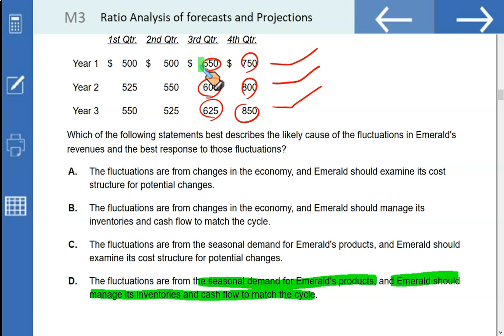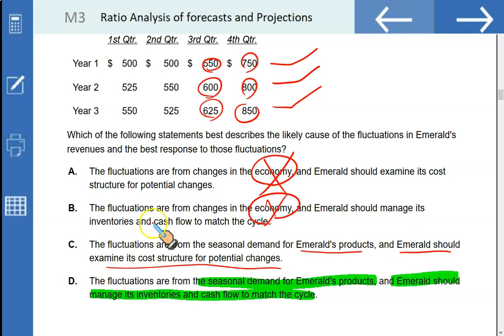Now, why did I reject A, B, C? The economy has nothing to do with it. Quarterly results are showing a consistent pattern in all these 3 years, so this has nothing to do with the economy. Then why not C? Fluctuations are from the seasonal demand for Emerald's products. To this extent, it's fine. Emerald should examine its cost structure for potential changes. There is no issue for cost here. The issue is to manage the inventories and cash flows. This is the reason we rejected C.